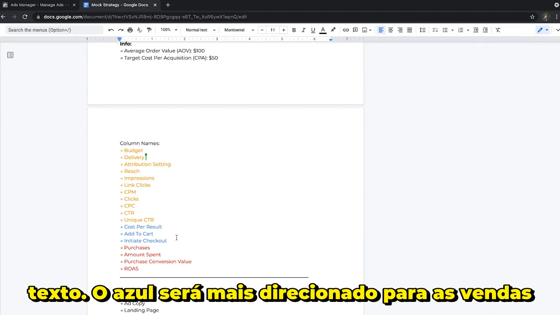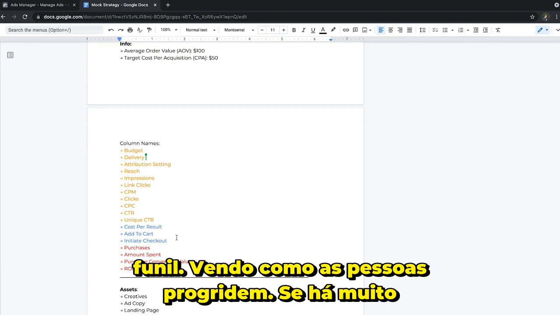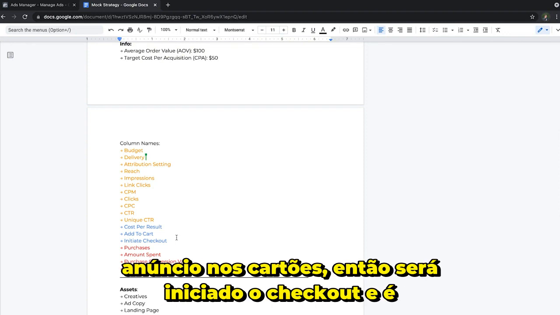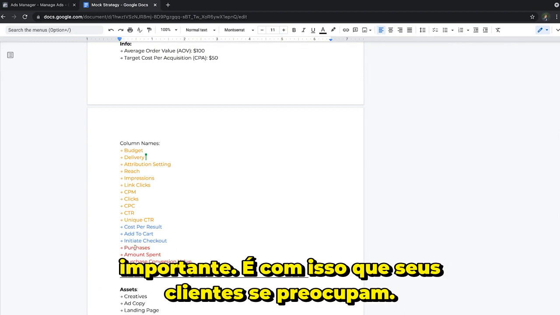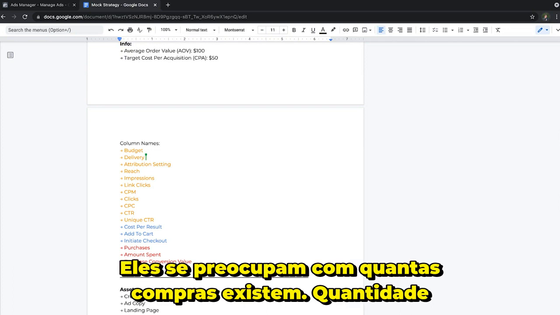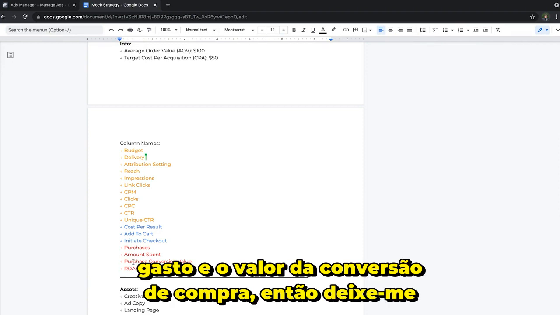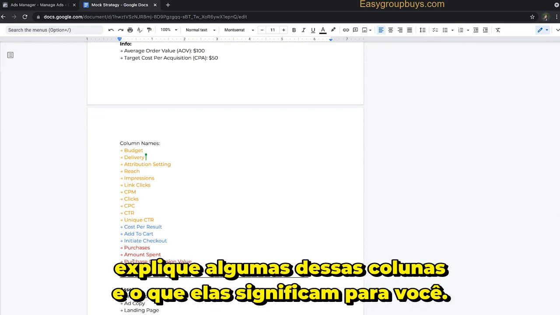The blue will be more targeted towards the sales funnel, seeing how people progress. If there's a lot of add to carts, then it's going to be initiate checkouts, then it's going to be purchase. And lastly, it's your most important. This is the majority of what your clients care about. They care about how many purchases there are, the amount spent, the purchase conversion value, and ROAS. So let me explain some of these columns and what they mean to you.